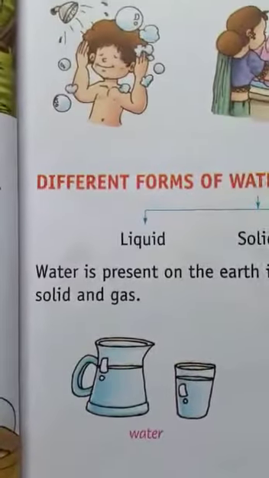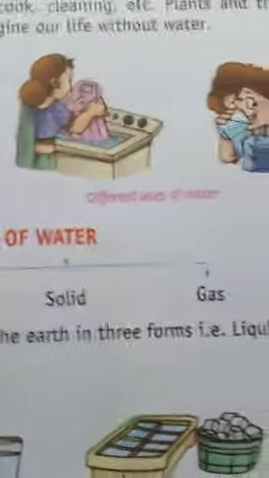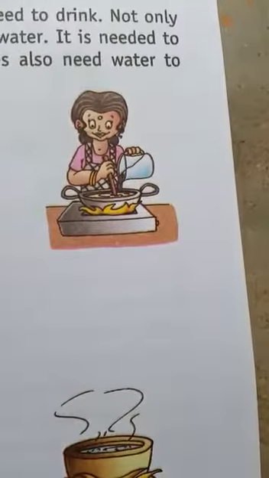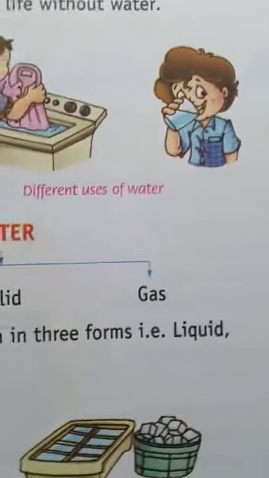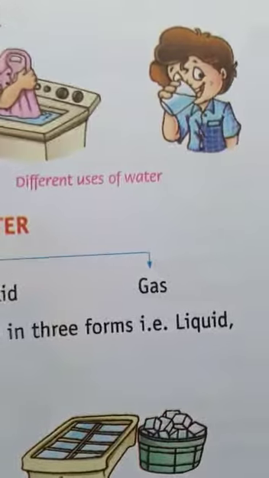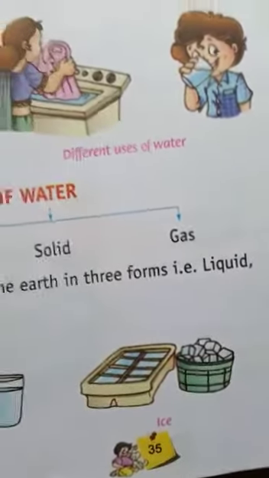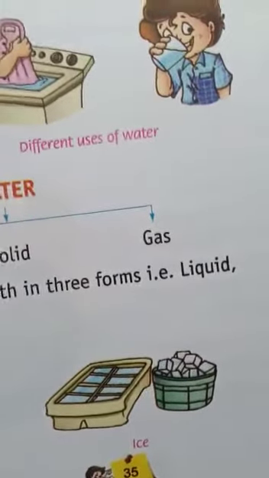You see in the picture, one child is bathing, here mother is cleaning the clothes, one child is drinking, here mother is cooking food. So these are the activities for which we all need water, mainly for drinking, washing, bathing, cooking, cleaning, etc. These are the purposes for which we need water.